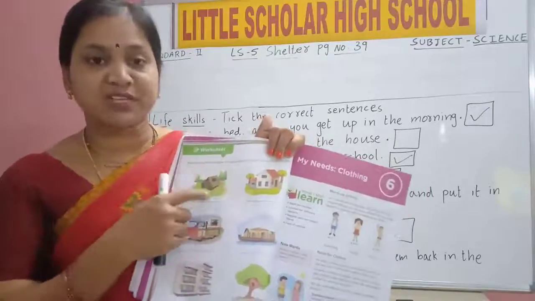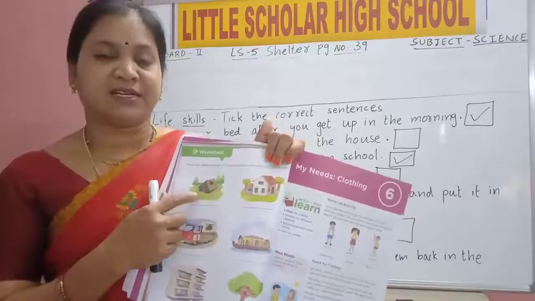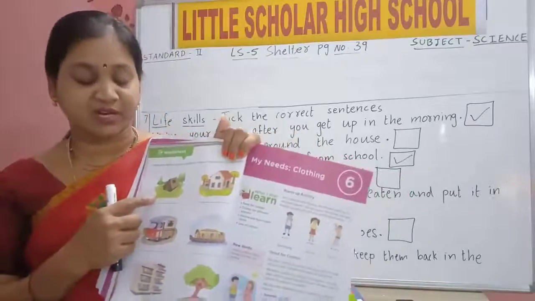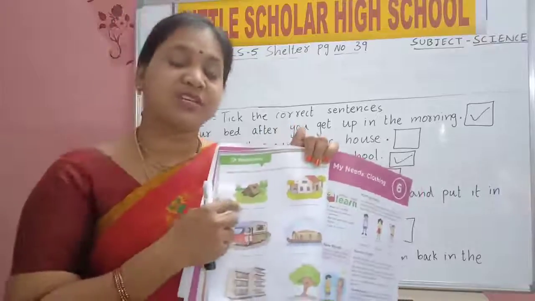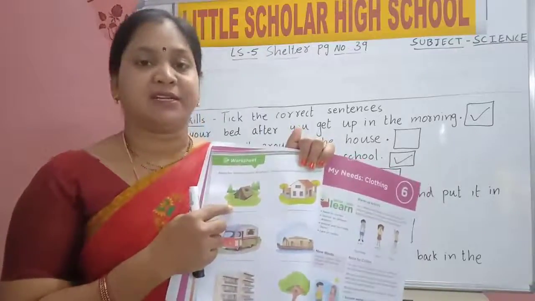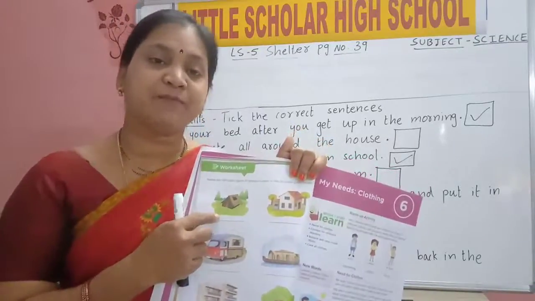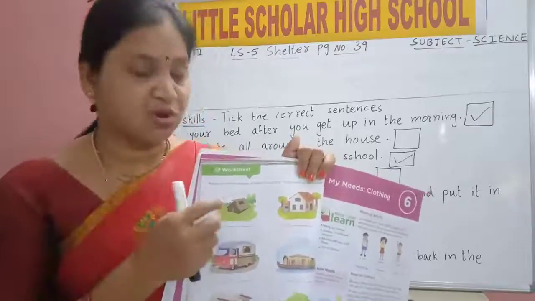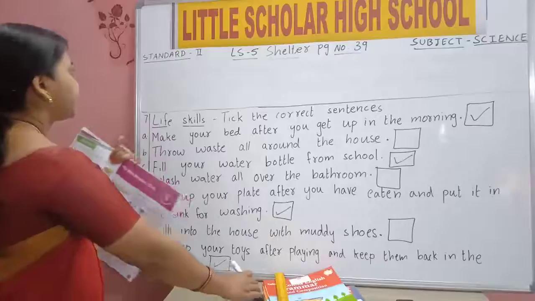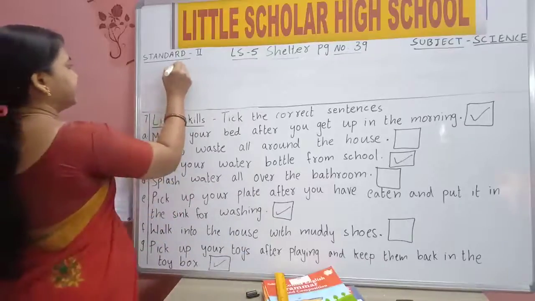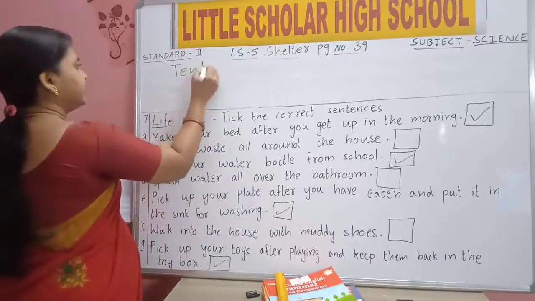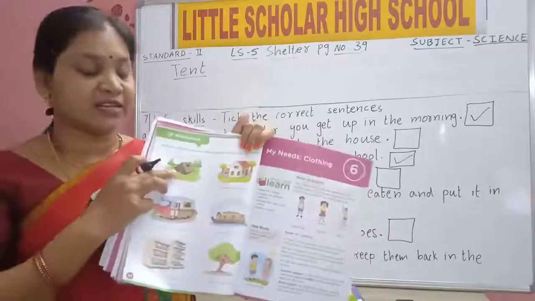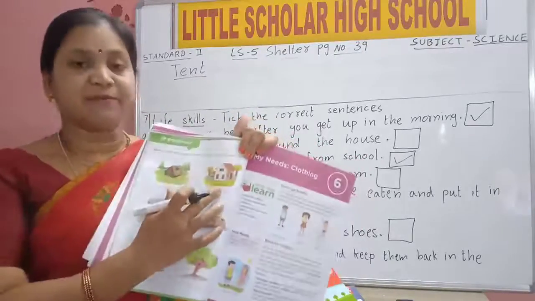What is the name of this house? Tent. Very good, children who have given the answer. What is the name of this temporary house? Tent. Yes, tents are made with canvas cloth. So the first one, right? T-E-N-T, tent. Now move to this one.